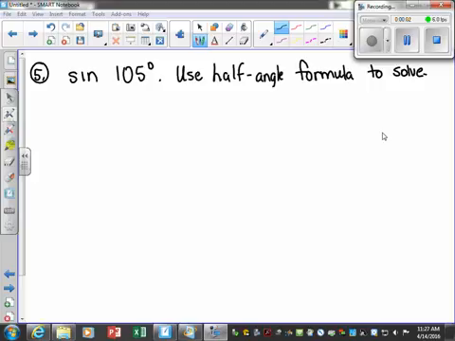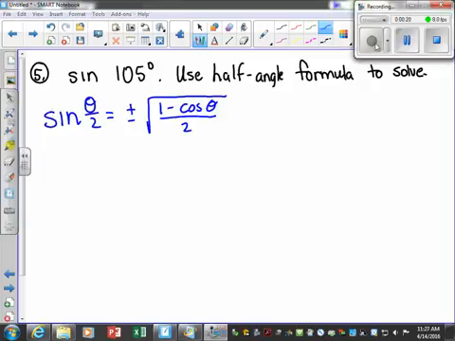Okay, this time if I'm given 105, sine of 105, use the half angle formula to solve. So the first thing I'm going to do before I even start anything else, I'm going to say sine of theta over 2 is equal to... Okay, so first of all, I just write my half angle formula because it told me to use my half angle formula and I'm working with the sine function.